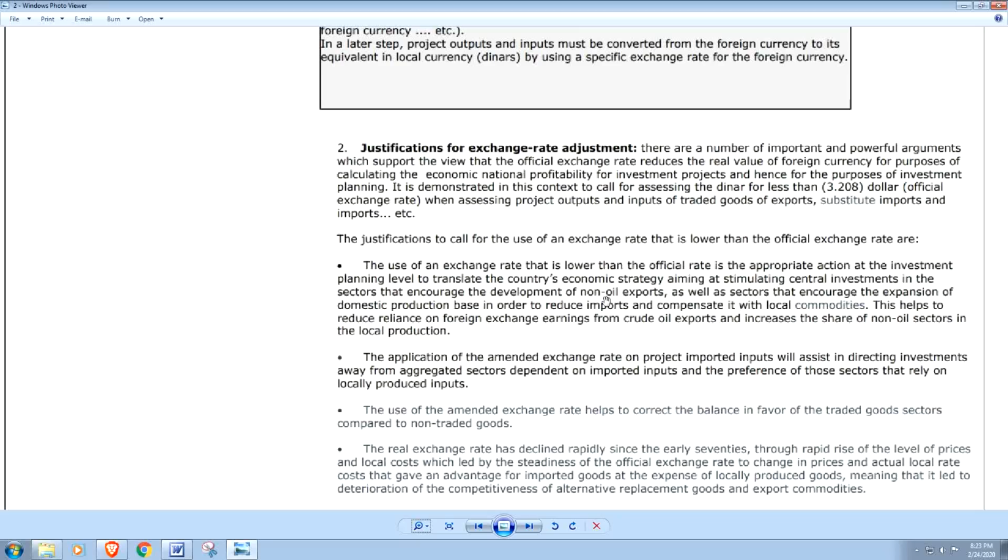They have to find other ways, other non-oil developments to generate incomes, as well as sectors that encourage the expansion of domestic production in order to reduce imports and compensate with local commodities. Reduce imports. The reason why they're importing is because it's cheaper. This rate, they need it cheaper. And compensate with local commodities like what? Like oil. China's doing that, all right?